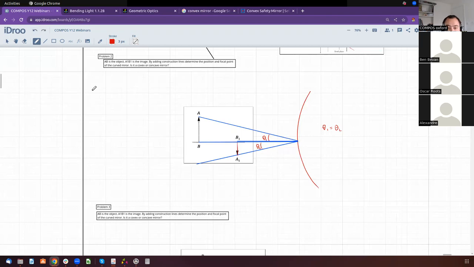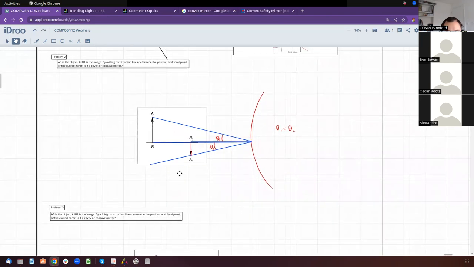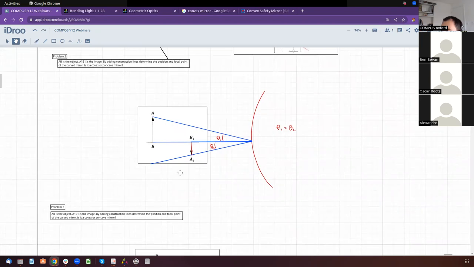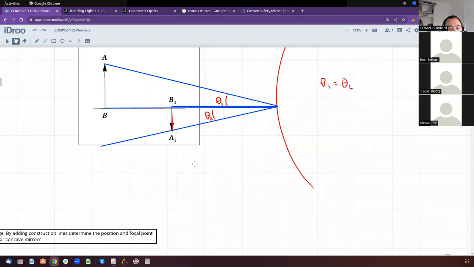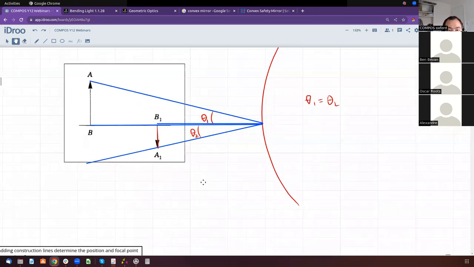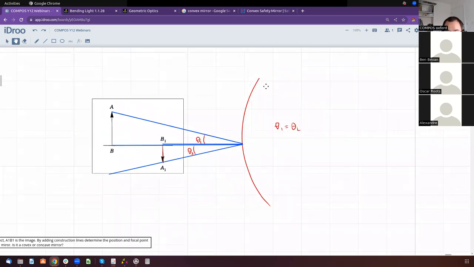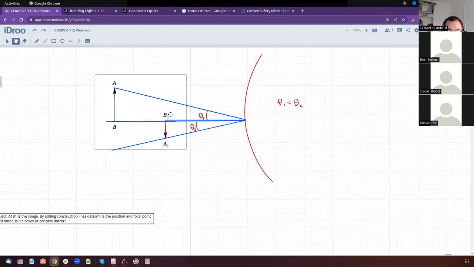The second thing that we need to understand is whether the mirror is convex or concave. I've drawn this just randomly. So could it be like this? What does it mean that A1B1 is the image of AB? It means that any ray originating from A will bounce off the mirror and pass through A1.